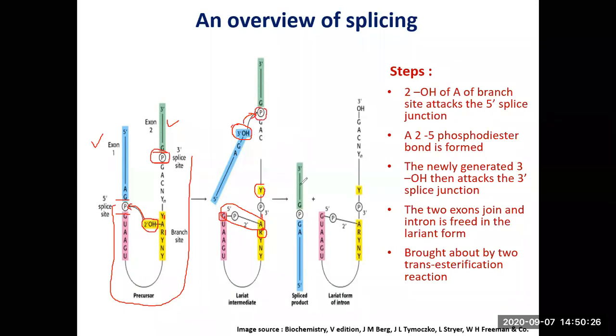The 2 exons are joined, shown here. These 2 exons are joined. Head to tail joining of the 2 exons. The one in blue is the upstream exon, or exon 1, and the one in green is the downstream exon, or exon 2, and both of them are now joined.